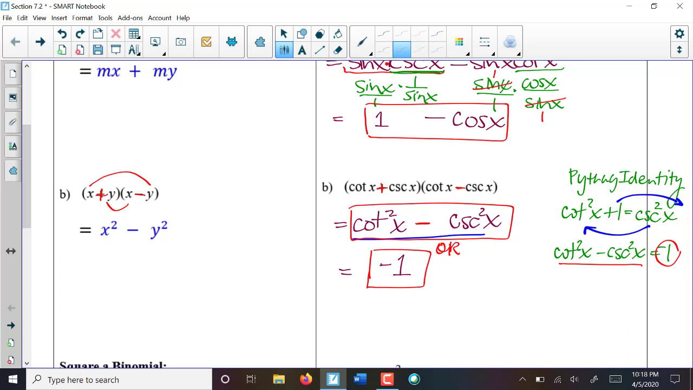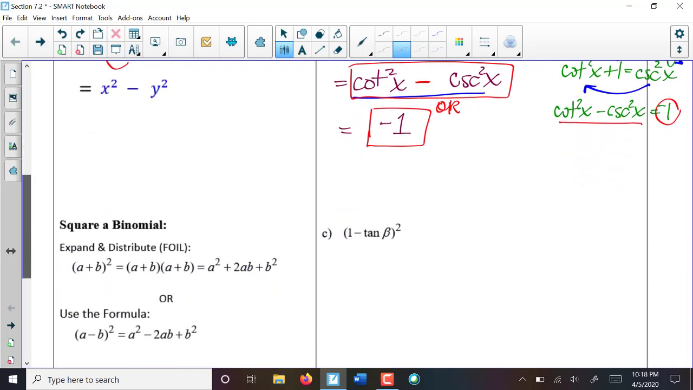So it would just depend on what you needed to do. You may be able to stop at cotangent squared minus cosecant squared. You may need to get to -1. Depends on what the identity is that you're proving. So either of those are acceptable.